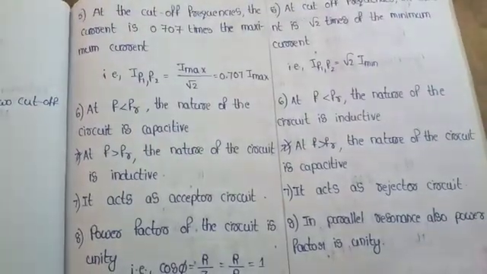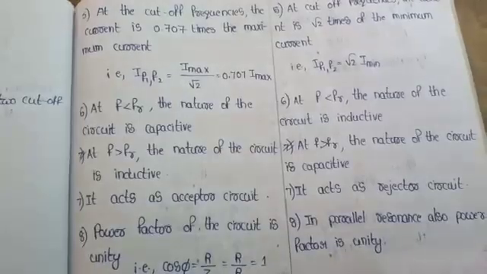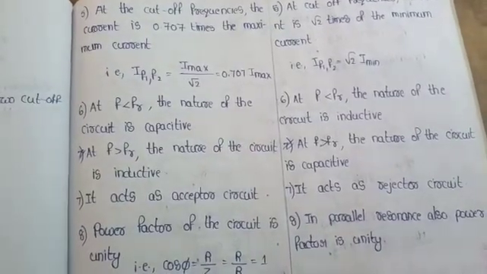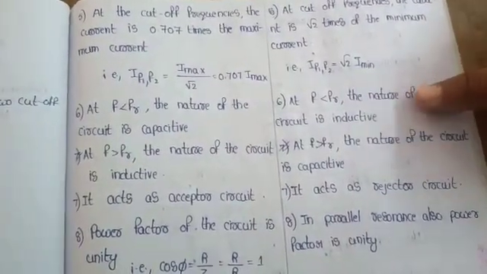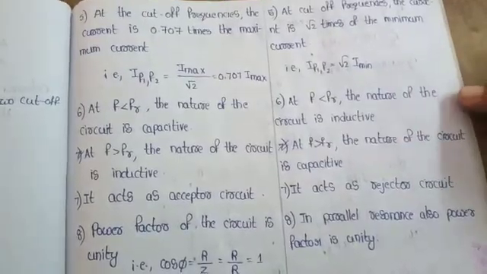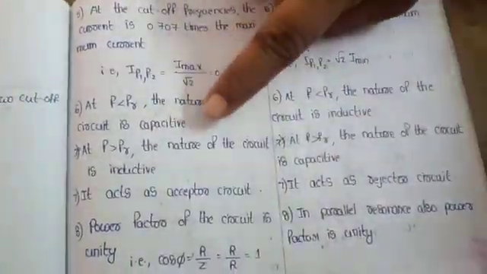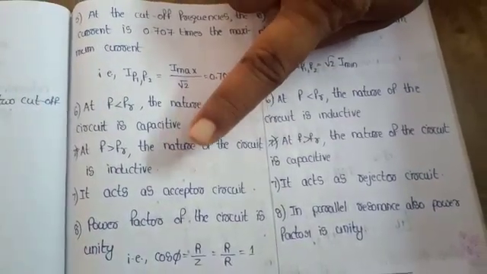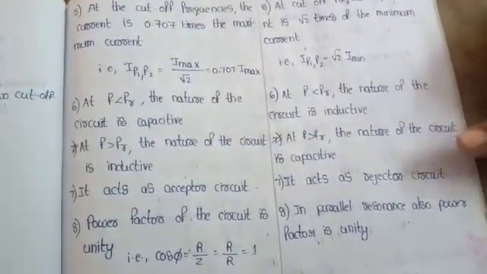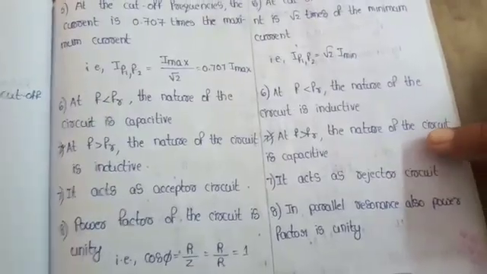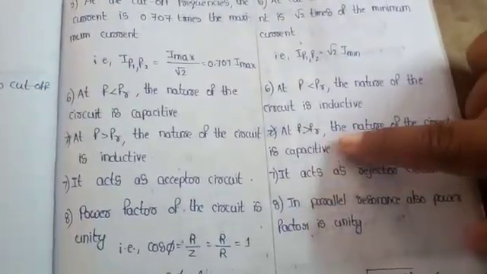Another difference is that below the resonant frequency the series circuit behaves as capacitive, whereas in parallel below the resonant frequency the circuit behaves as inductive. Exact opposite. Above the resonant frequency the series resonant circuit behaves as inductive, whereas in the parallel resonant circuit above the resonant frequency the circuit behaves as capacitive.